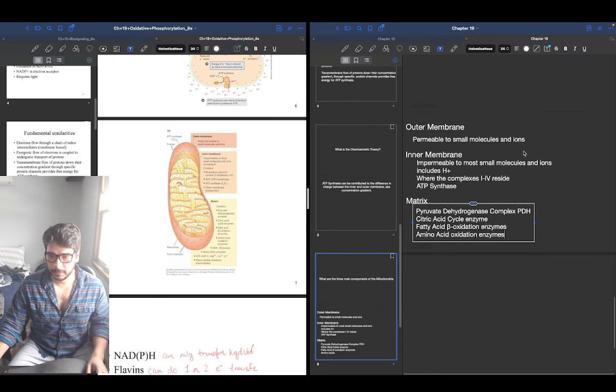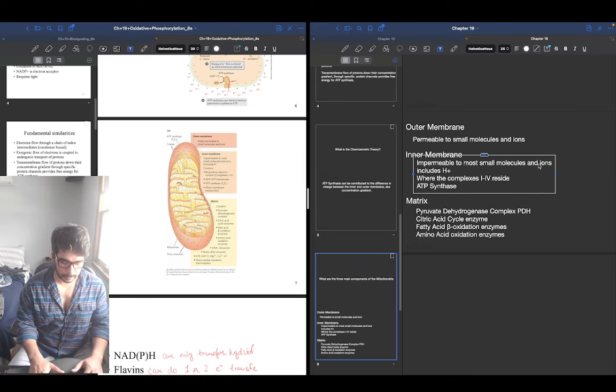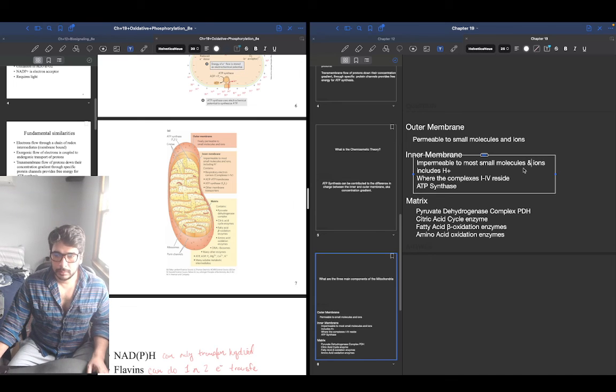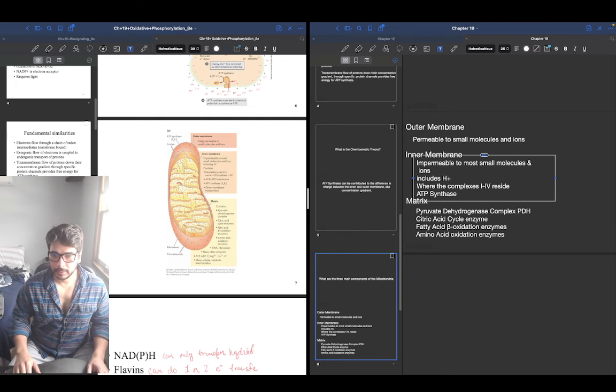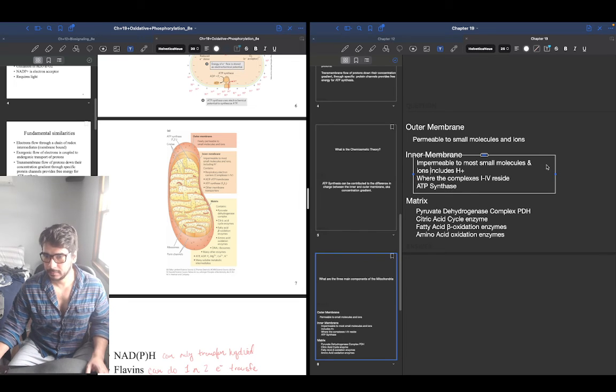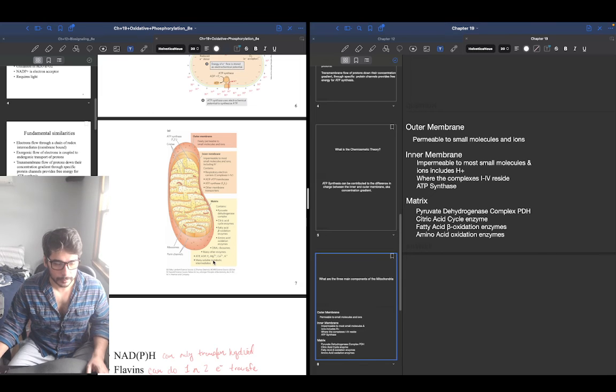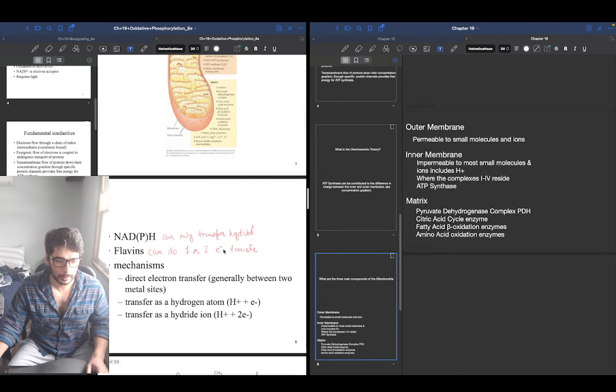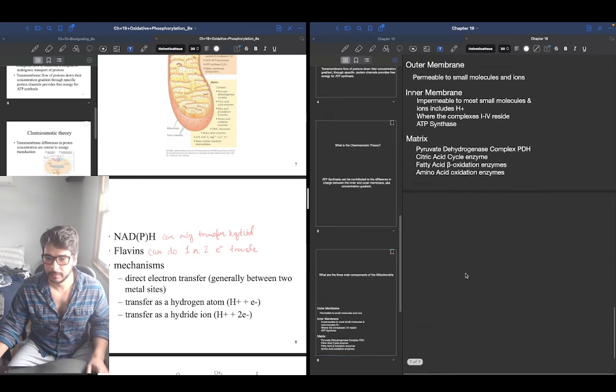Let's create a new one. Here I'm just going to delete this. Let's create a little bit more space so when I do go back and sketch on this. Let's create the space. So here, let's reduce here to here. So this is space for drawing and highlighting. Okay, NAD can only transfer a hydride. Wow, my handwriting is terrible.